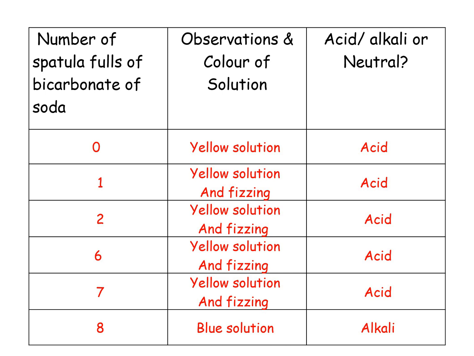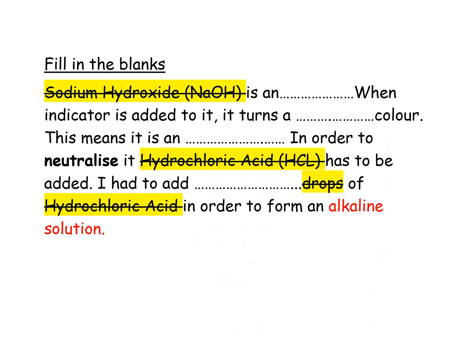Now, as I said before, using spatula fulls, it's hard to control to get the exact point of neutral without overshooting. And that is why we've gone past to alkali. Now underneath you've got to fill in the blanks. There's a few errors in it, which I've highlighted here. So if you can, cross these out.